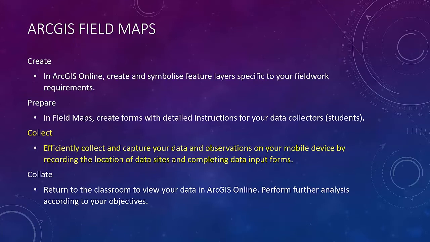In the previous video, we looked at creating and symbolizing feature layers in ArcGIS Online and saving those feature layers to a map, which would become the basis for our field workers when collecting data in the field. We also looked at preparing survey forms similar to Survey 123, but in the Field Maps application, with detailed instructions for our data collectors when collecting their data.